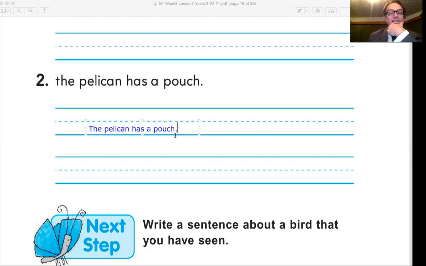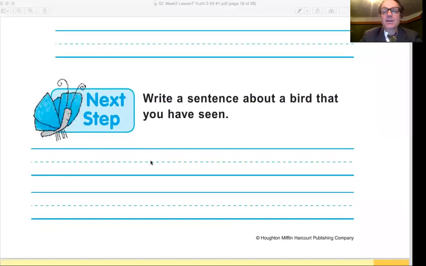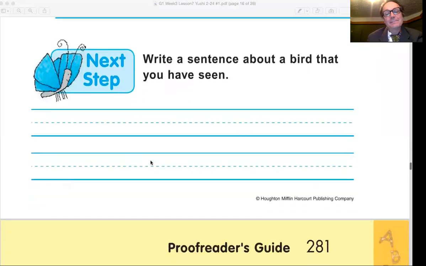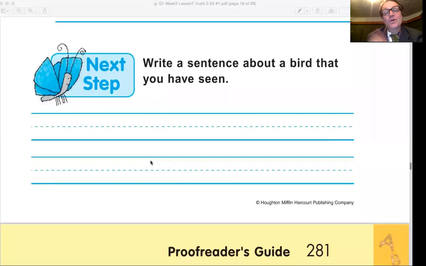The pelican has a pouch. Can you see what I changed? Yep, you're right. This right here is wrong, and this is right, capital, right? Good. So let's see what's next. Write a sentence about a bird that you have seen. Oh, so now you have to write your own sentence about a bird you have seen. This is getting fun. So I'm going to stop this now, or maybe you already stopped it and you're coming back. So you have to check your own work here. I can do one of a bird I've seen.